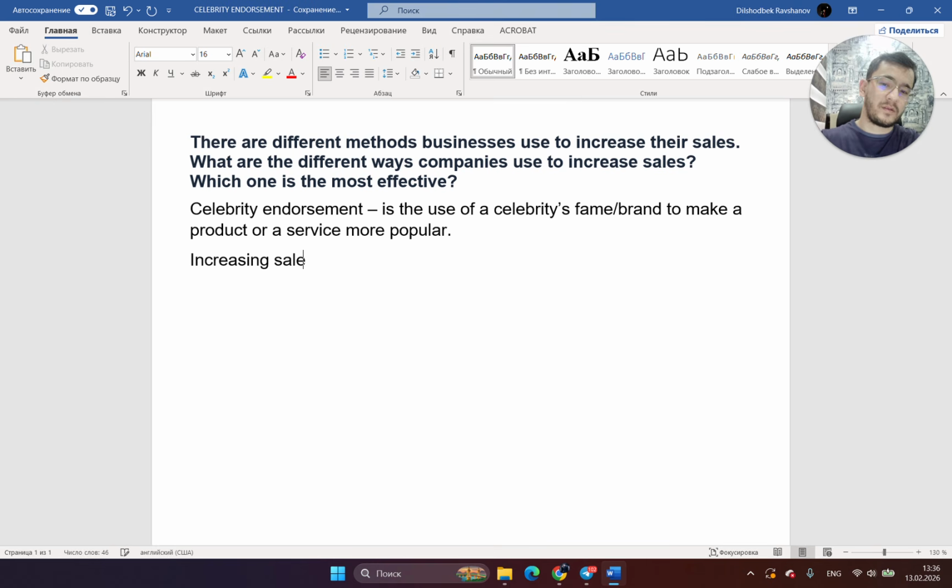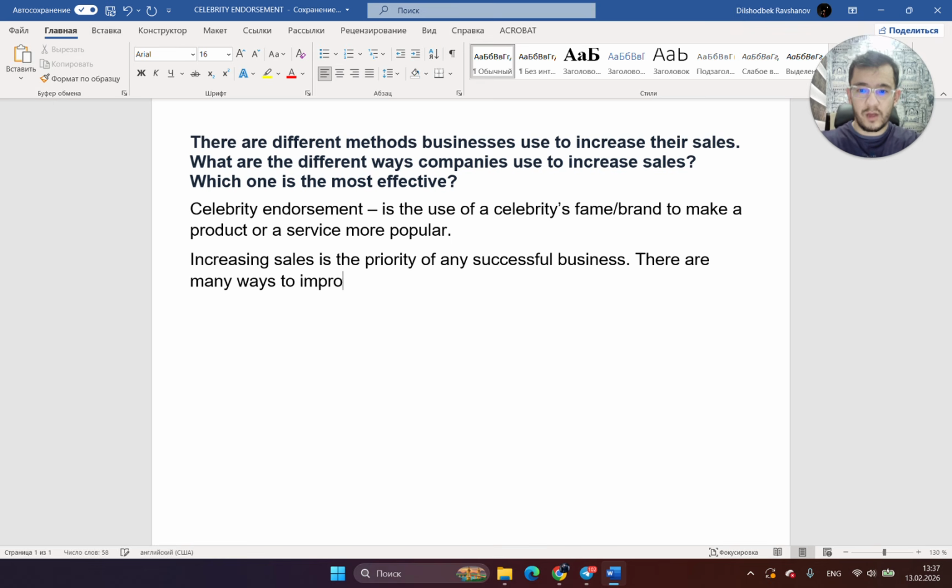Increasing sales is the priority of any successful business. Let's be honest, if your business is successful, you have to increase sales. You keep making money. You cannot be a successful business and not make money. I think that's how it works. So increasing sales is the priority of any successful business, right? There are many ways to improve profitability.